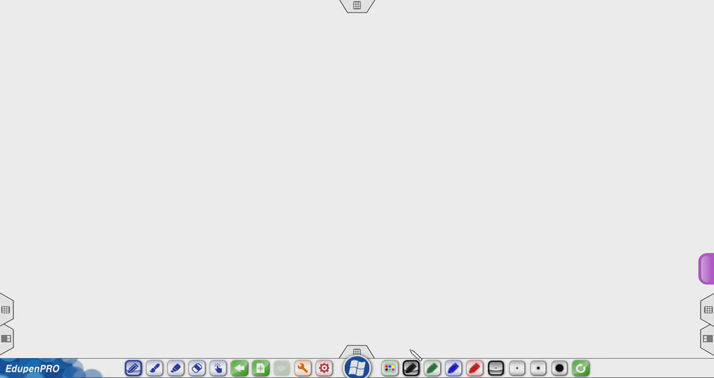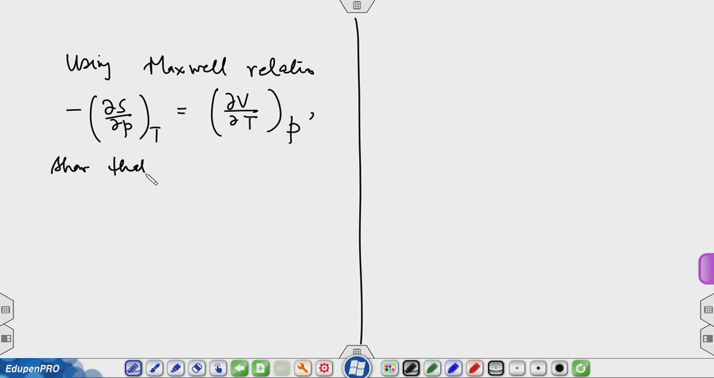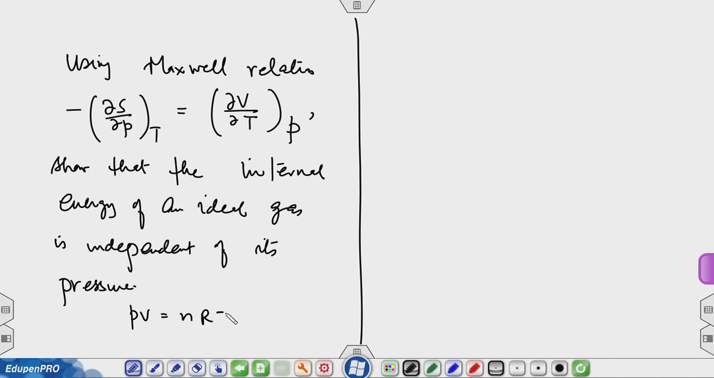So what I'd like you to do is, using the Maxwell relation minus partial S partial P at constant T equals partial V partial T at constant P, show that the internal energy of an ideal gas is independent of its pressure. Of course, we are taking the equation of state to be PV equals nRT.